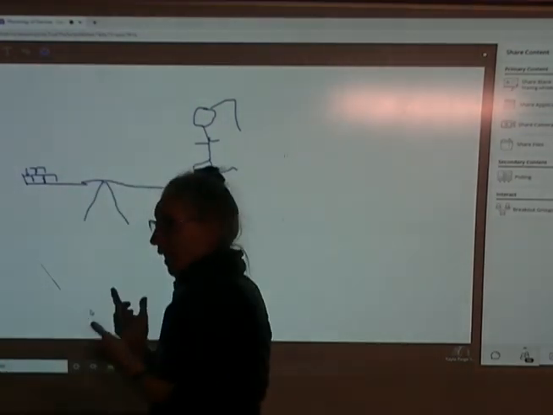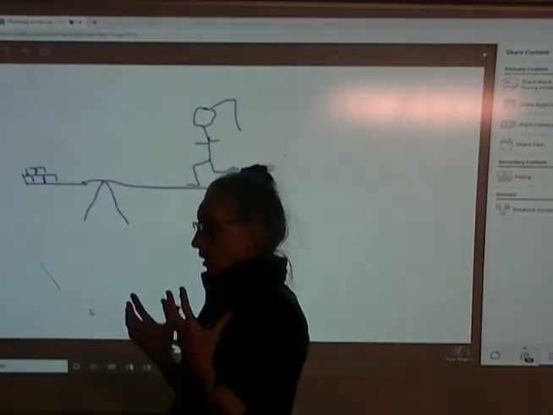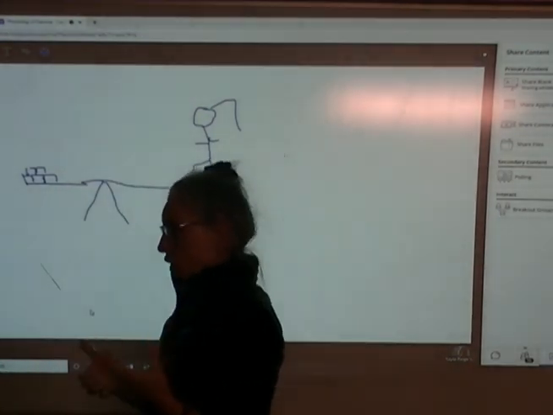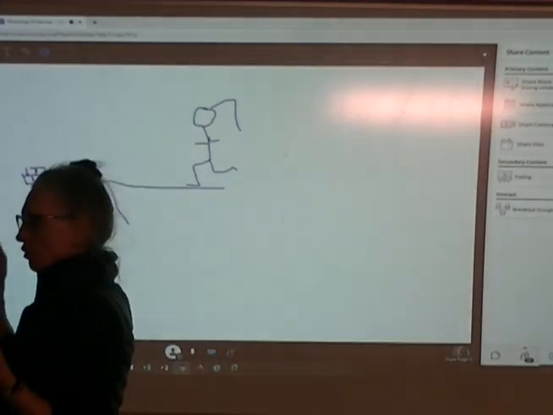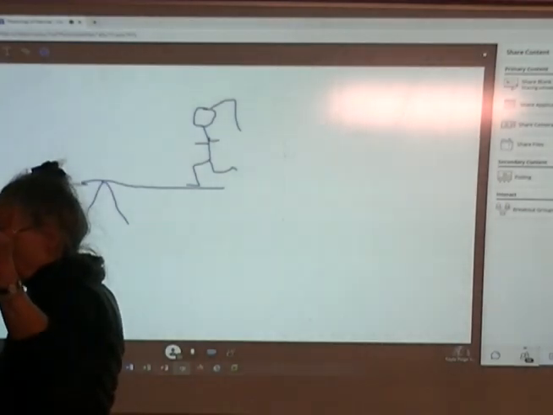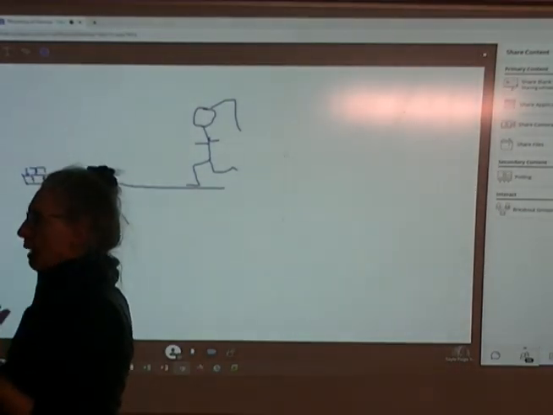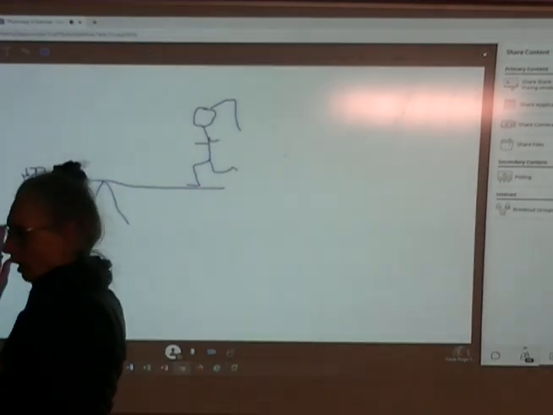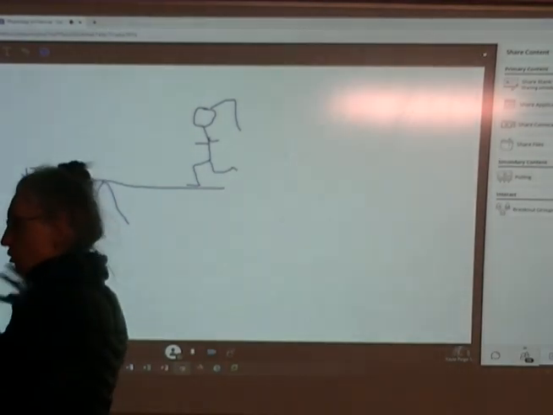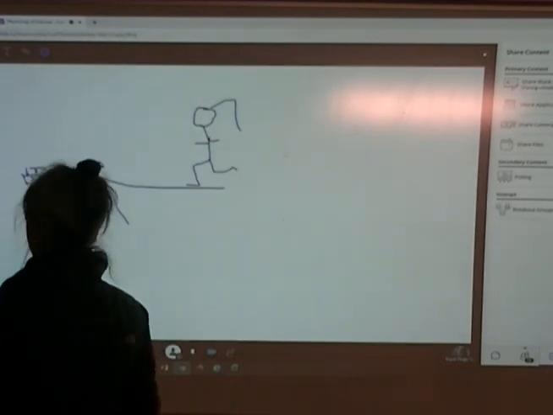We also have activity that uses energy, calories, and that can be anything from brushing your teeth to going for a run. Anytime you are moving anything, you're using energy to do that.